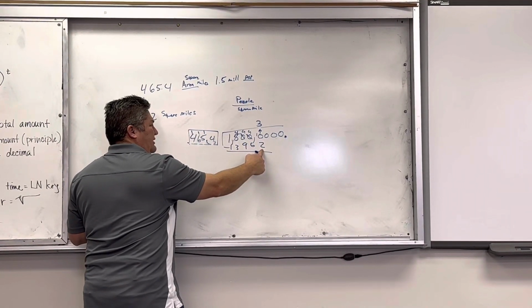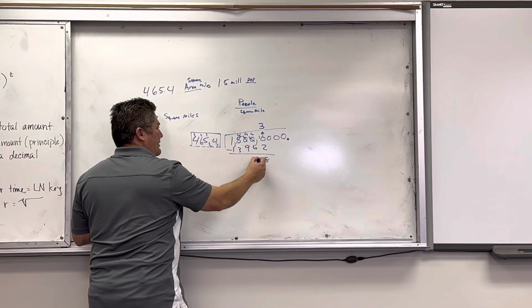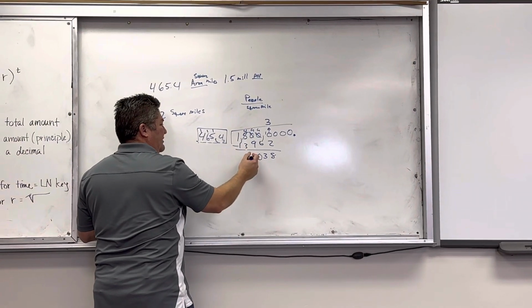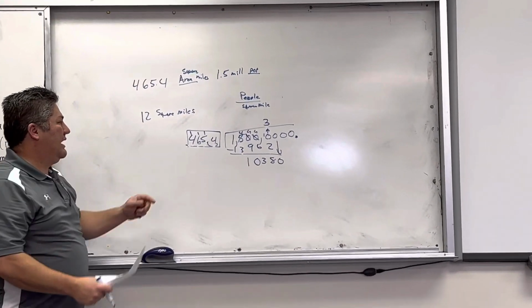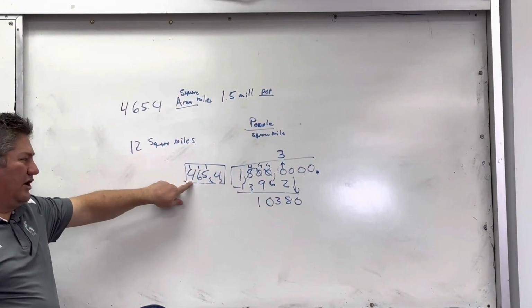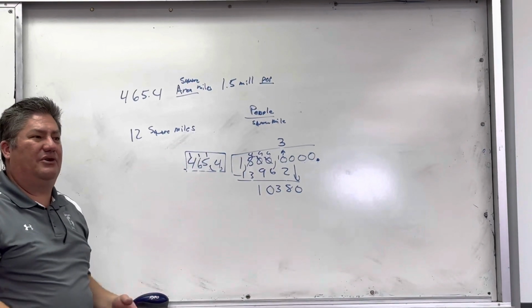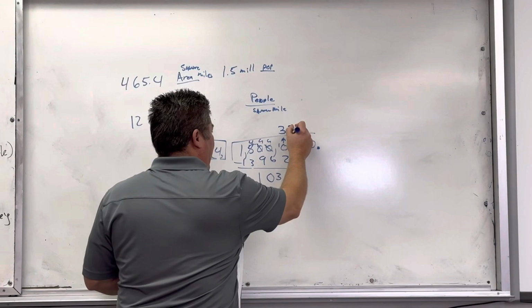10 minus 2 is 8. 9 minus 6 is 3. 9 minus 9 is 0. 4 minus 3 is 1. And drop down the next 0. Now I look at the first number here, 4. I want it to go into 10. What's probably the value I can use? 2. It might not be 2, it might only be 1, but I'm going to try a 2.